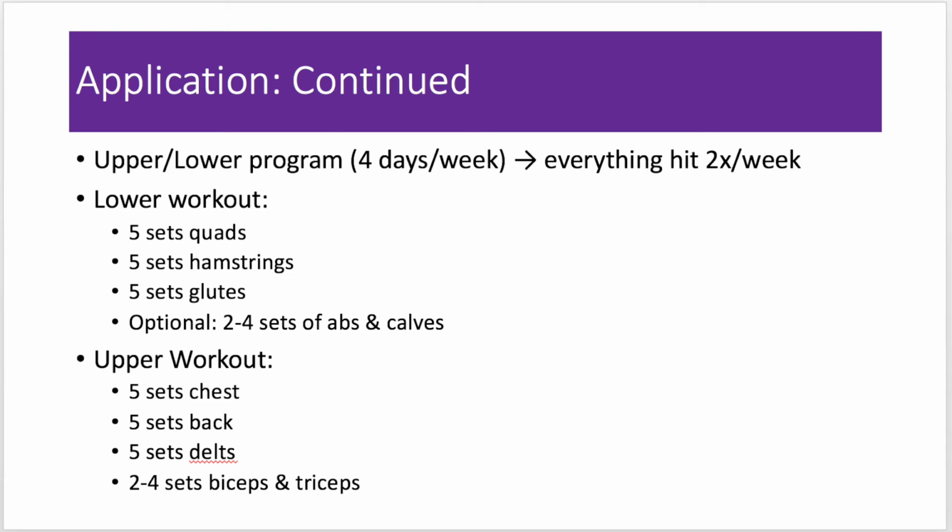So a practical program would be an upper-lower split, which hits everything twice per week. Each lower workout hits 5 sets of quads, 5 sets of hamstrings, 5 sets of glutes, and optional abs and calves for 2 to 4 sets. Each upper workout hits 5 sets of chest, 5 sets of back, 5 sets of shoulders, and 2 to 4 sets of biceps and triceps.